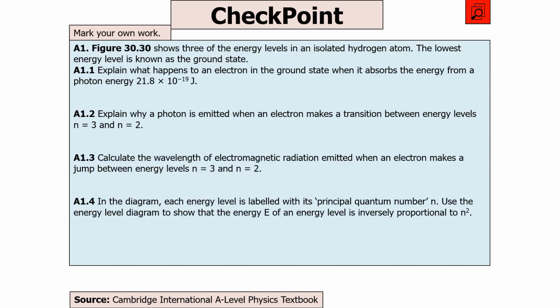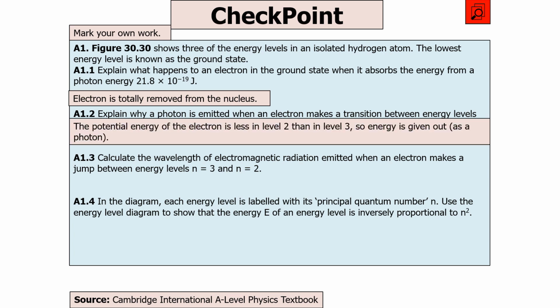Right, in this first one, if it goes from this ground state and absorbs the energy, it's going to be completely removed from the atom, because it'll have enough energy to get away from the nucleus and leave. Now, when it's going downwards, the potential is less at n equals 2 than at n equals 3, so energy must be given out in the form of a photon. That's the principle of line spectra.